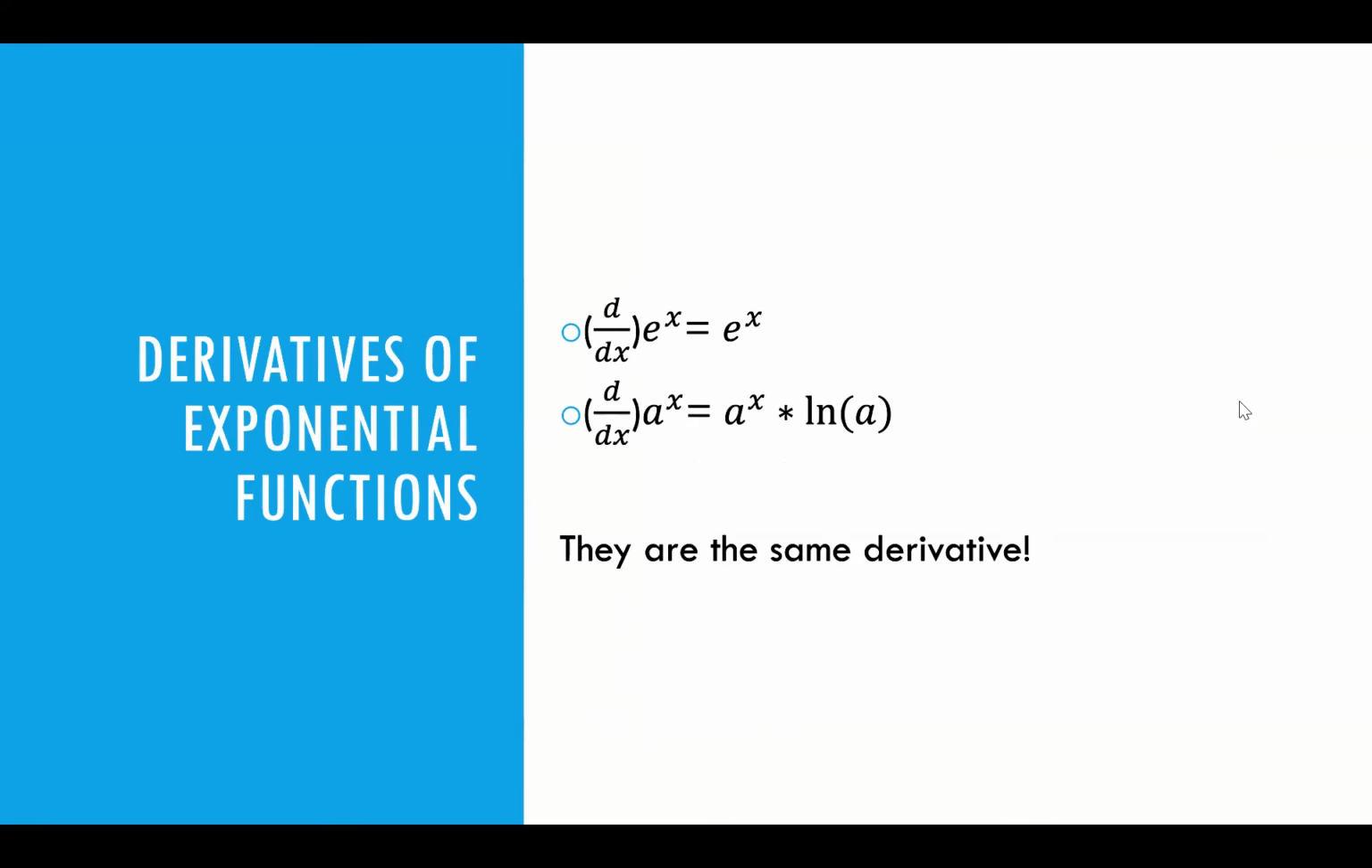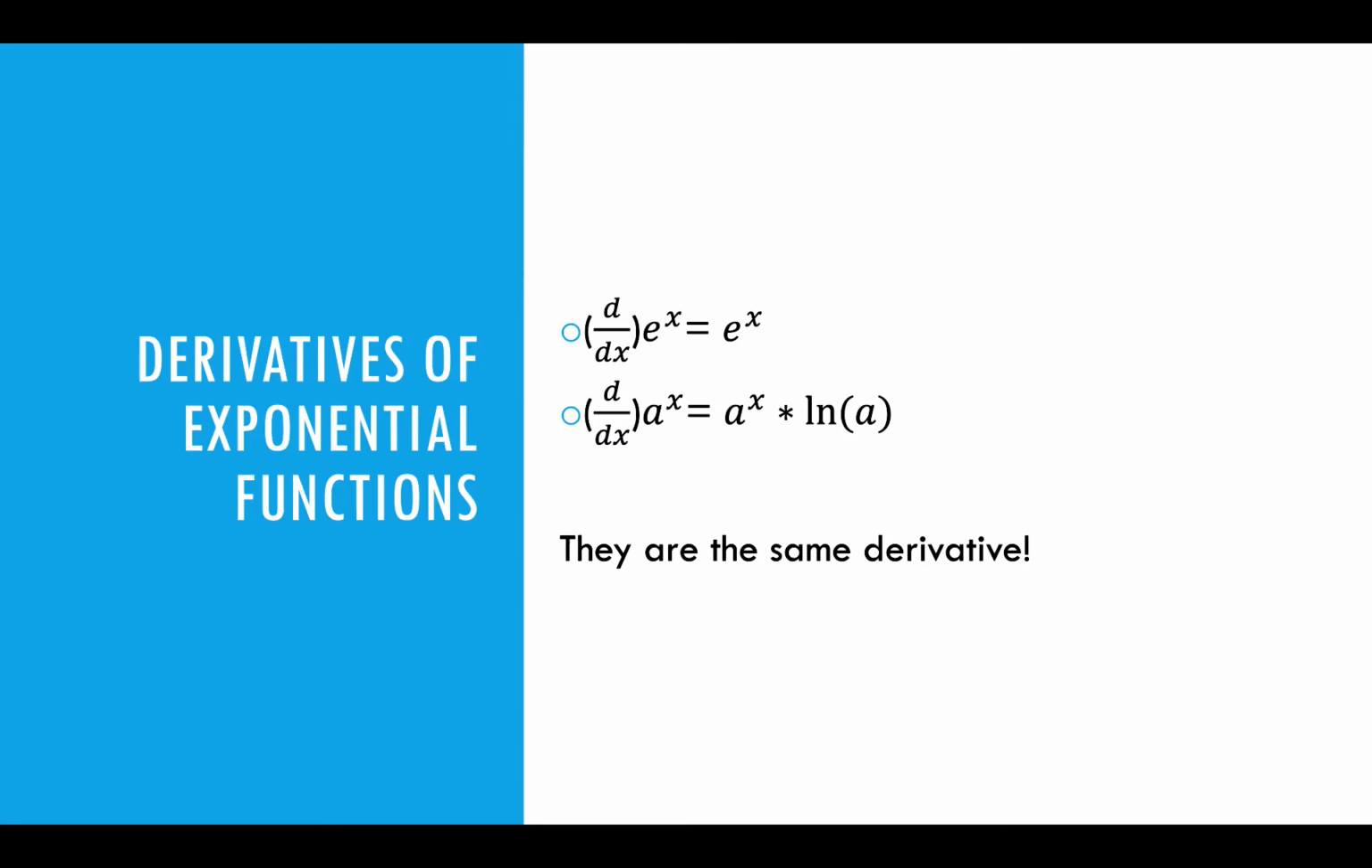And now I'm going to show you guys the derivatives of exponential functions. Again, these are just ones you have to have memorized, but they're pretty easy. The derivative of e to the x is e to the x. The derivative of a to the x, a being any number, is equal to a to the x times ln a.